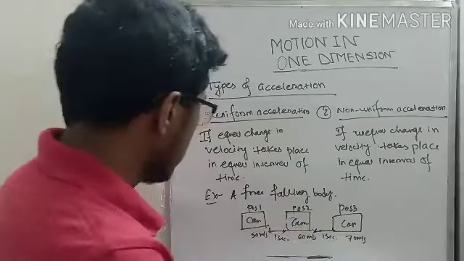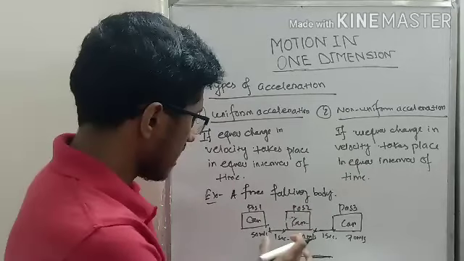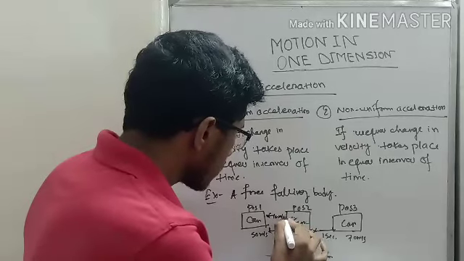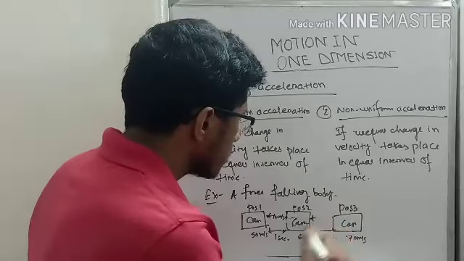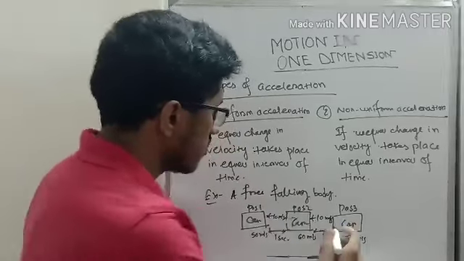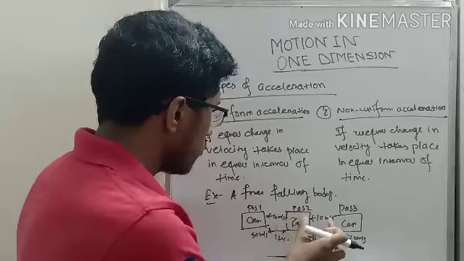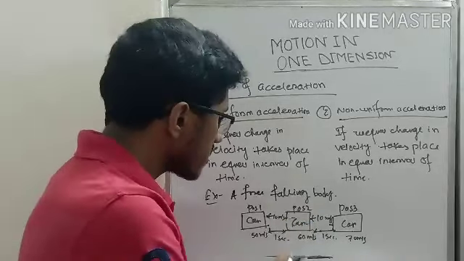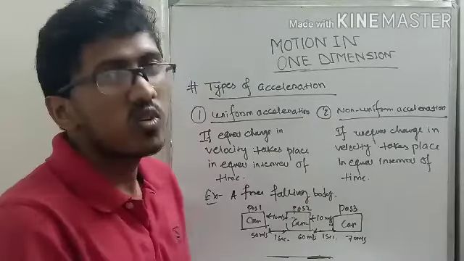Now see, what is the velocity separation between these two positions? 60 meters per second and 50 meters per second, that is 10 meters per second. Velocity separation is 10 meters per second, and here the velocity separation is also 10 meters per second. Both the velocity separations are the same, 10 meters per second. So I can consider this case as a uniform acceleration.